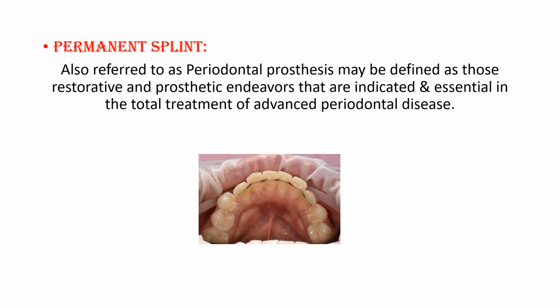Permanent splint, also referred to as periodontal prosthesis, may be defined as those restorative and prosthetic endeavors that are indicated and essential in the total treatment of advanced periodontal disease.